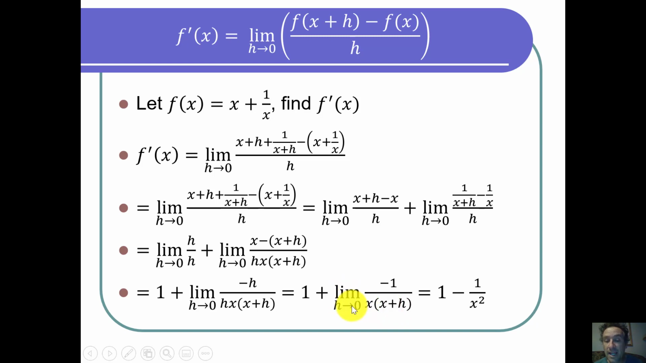So then we're going to plug in h equals 0, and we still get the 1, and then we have plus a negative, so that's a minus, 1 over x times x plus 0, which is just x squared. So we can say that the derivative of x plus 1 over x is 1 minus 1 over x squared. And that solves the problem. So that's how we deal with finding the derivative of a function when we're given the function algebraically.